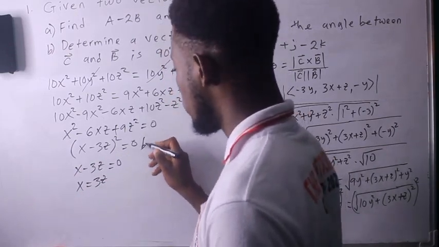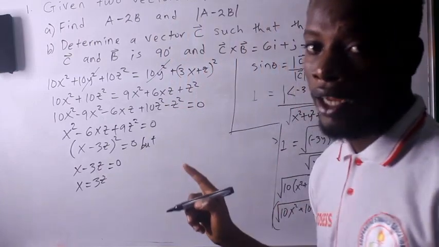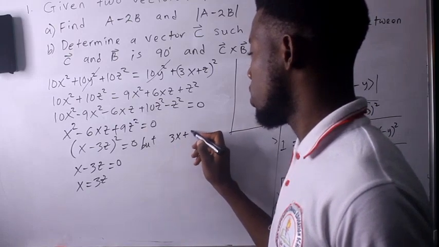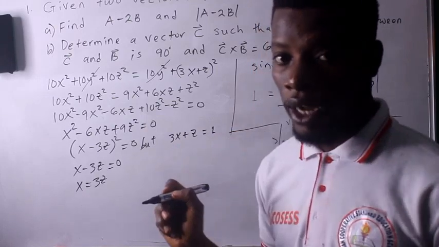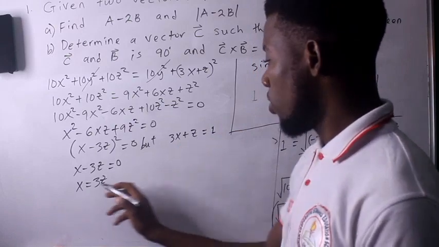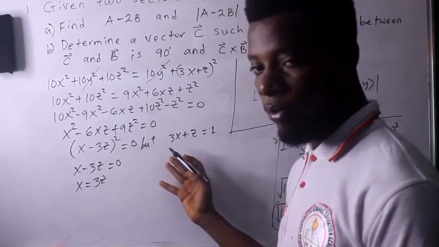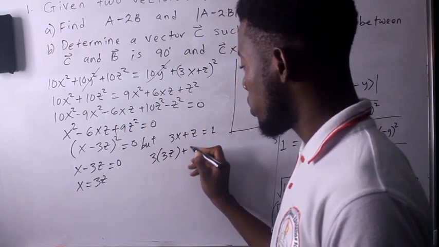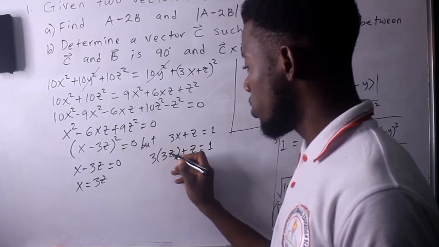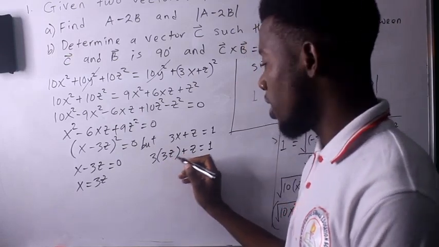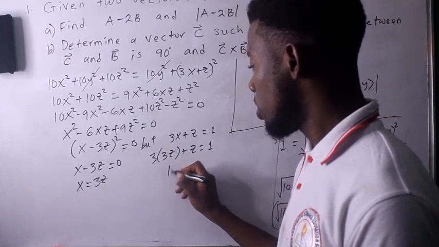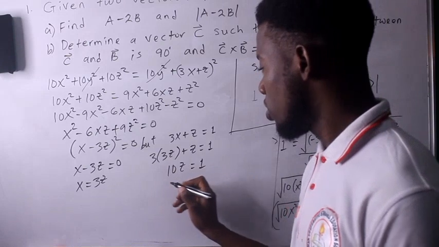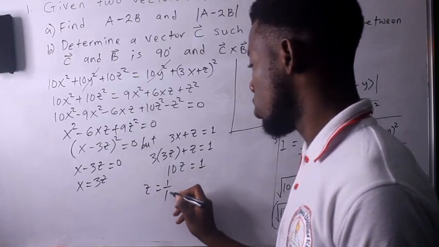Now, remember that from our two equations we had y equals negative 2, and the second equation was 3x plus z equals 1. Right? 3x plus z equals 1. Now, x is 3z. So I just go ahead and replace. This x is 3z, so it's 3 times 3z plus z equals 1. 3 times 3z is 9z. 9z plus z is 10z equals 1. And to solve for z, I divide both sides by 10. So z is equal to 1 over 10.